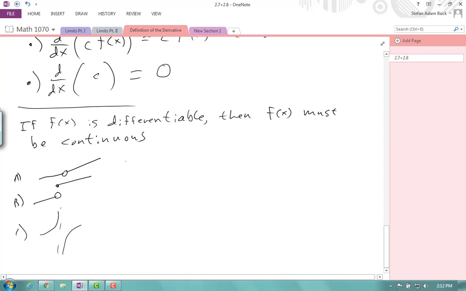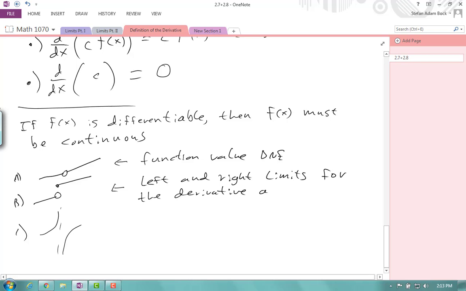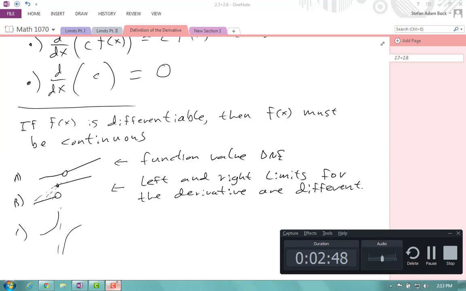If I have the first type of discontinuity, then my limit fails because I need a function value to find my derivative at. And the second case would fail because the limit from the left and from the right for the derivative would be different, because they both center on the function value, and I end up with crazy vertical slopes over here versus horizontal slopes over here. So if it's differentiable, then it must be continuous, or equivalent words, if a function is not continuous, then it cannot be differentiable.